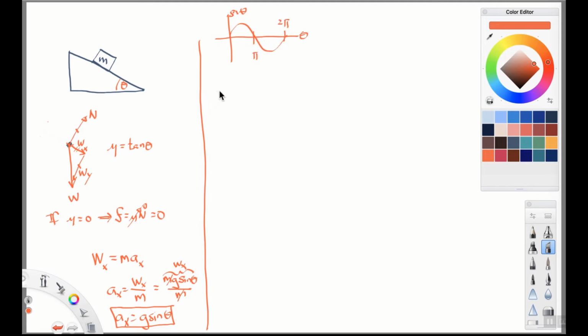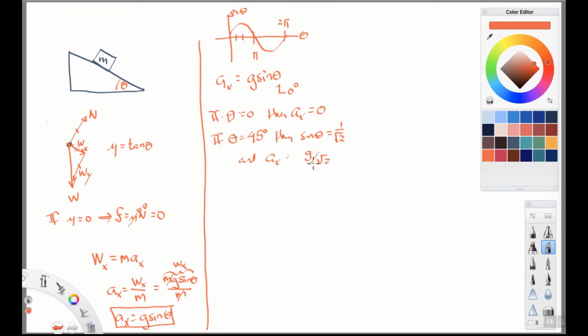The acceleration in the x direction is g sine of theta. If theta is 0 degrees, that is, the ramp is horizontal, sine of 0 is 0. So if theta equals 0, then the acceleration in the x direction would be 0, right? That makes sense, because when it's horizontal, it wouldn't accelerate down the ramp at all. If theta was, let's say, 45 degrees, then sine of theta is 1 over the square root of 2, and the acceleration in the x direction would be g over root 2. It would just be some fraction of the acceleration of gravity.